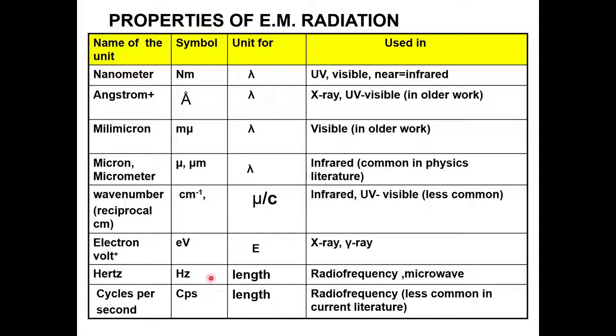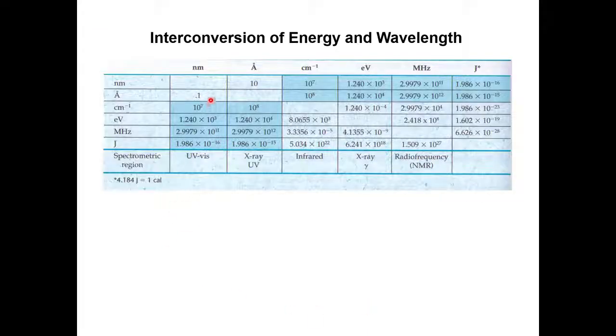Then we use hertz, the symbol for frequency is Hz, and radio frequency and microwaves we describe in terms of hertz. Then cycles per second, CPS, is used in radio frequency, but that is also less common in current literature. Now, because all these energies refer to wavelengths, there should be some sort of interconversion of energy and wavelength.